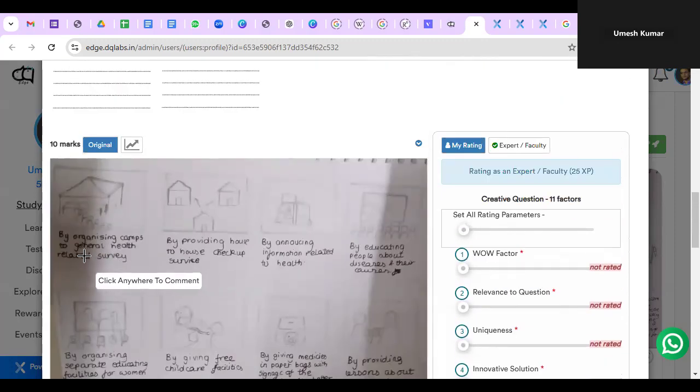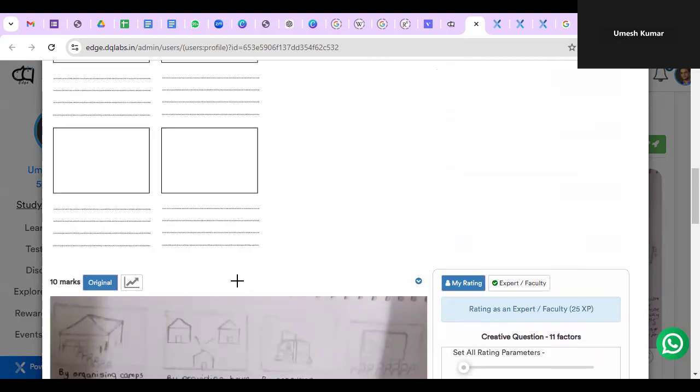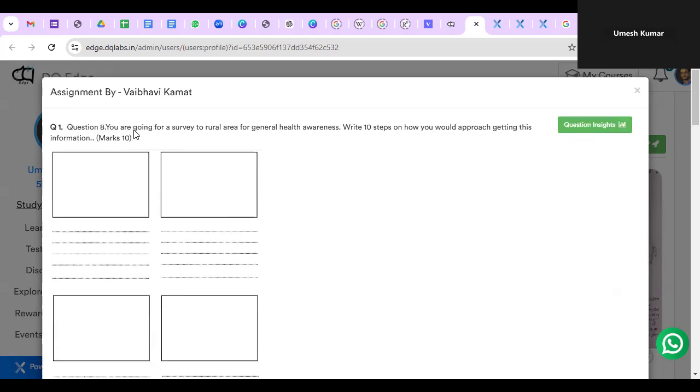Okay. By organizing camps to get general health related survey, by providing house-to-house checkup survey, by announcing information related to health, by educating people about diseases and causes, by organizing separate educating facilities for women, by giving free child care facilities. We are going for a survey to rural area for general health awareness. Write 10 steps on how you would approach getting this information.